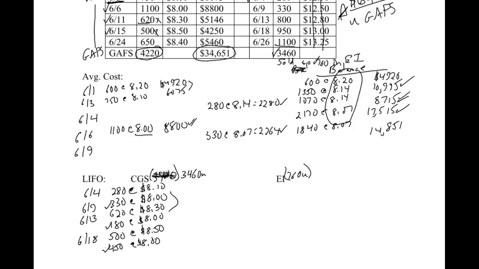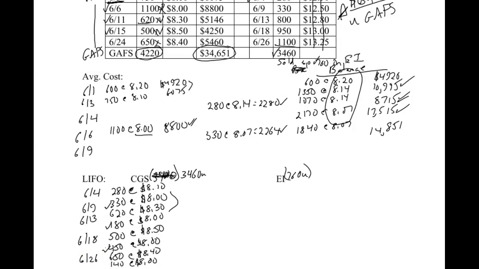All right, so let's do our June 26th sale. So we sold 1,100. So if you look, the first part of it is going to be a part of that 1,100. So we sell 650 at the $8.40. But look, these are gone, these are gone, these are gone. We have 140 of these left. All right, so let's sell 140 of those at $8. Now those are all gone, the 1,100.